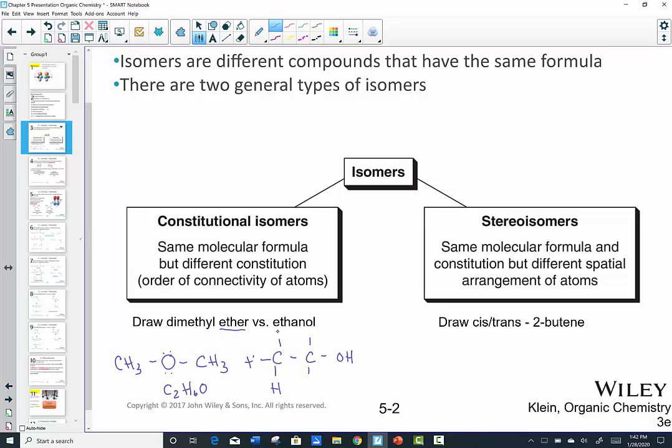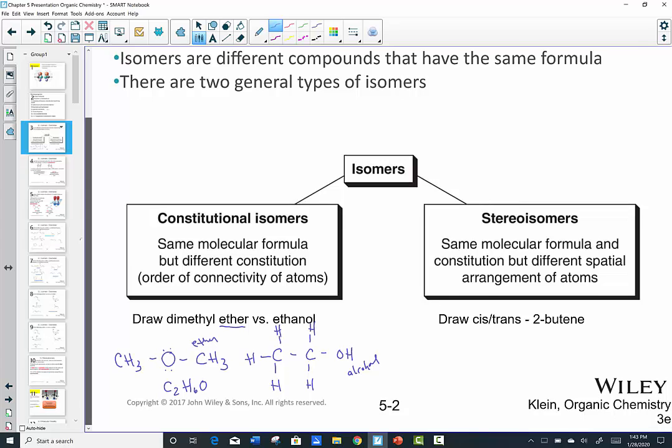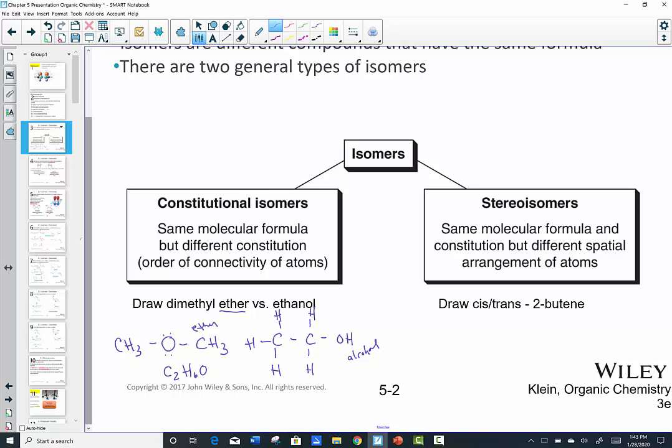Notice that we still have the same number of carbons, same number of hydrogens, CH3CH2OH, this functional group of an alcohol. This functional group is an ether. Same number of atoms, different connectivity makes for a constitutional isomer. We also will introduce and spend more time with what we refer to as stereoisomers.